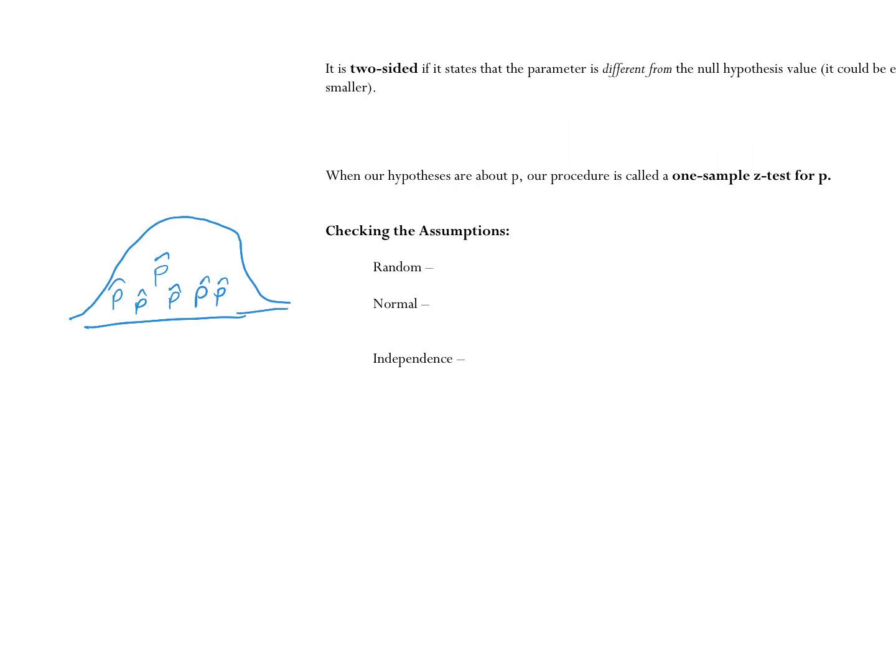Is everybody okay? What do we know about the mean of the p-hats? It's 0. The mean of the z-scores is 0, but the mean of the p-hats is p.